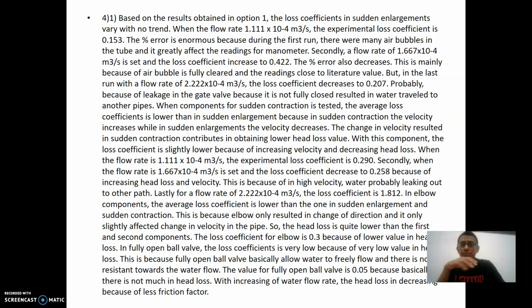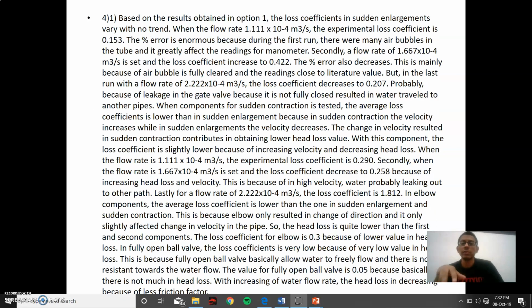Okay, so for experiment 4, based on the result, we noticed that the value obtained is largely different from the literature value because of the air bubble trapped inside and the leakage from the non-fully closed valve. The loss coefficients for them are displayed in the slide below. In sudden contraction the velocity increases, while in sudden enlargement the velocity decreases. These two factors affect the friction factor. For sudden enlargement, the friction factor decreases, while for sudden contraction, the friction factor increases.